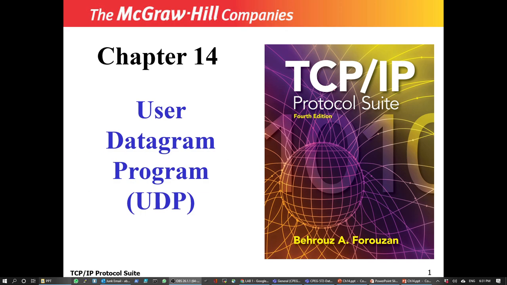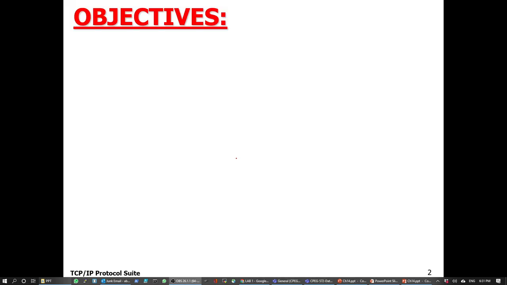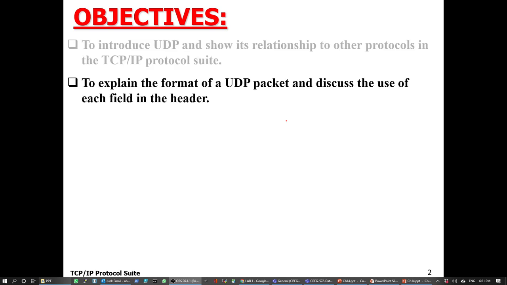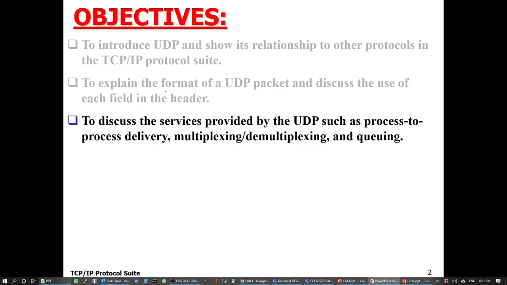So we'll talk about the User Datagram Protocol, UDP. We'll show you the relationship with other protocols in the TCP/IP. Then we'll explain the format of the UDP packet. Remember that we were talking a lot about the formats in this class, because UDP, in the end, is a packet which has a header. Mostly we're going to take a look at the header.